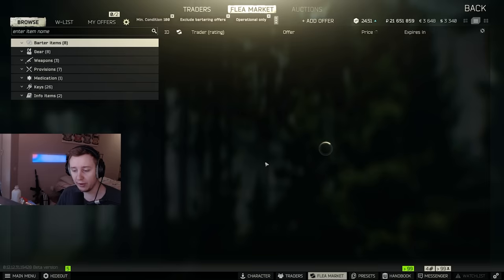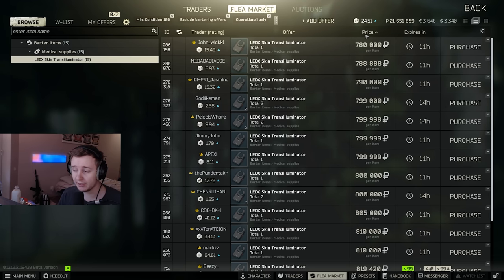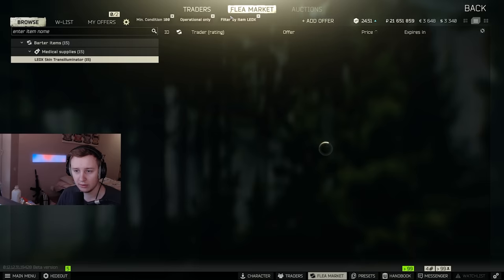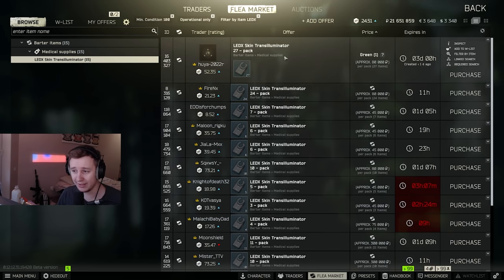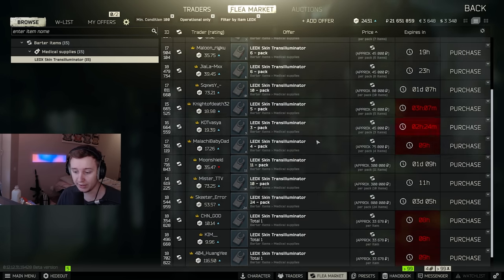And there are plenty of offers like this where people actually make money. I had people in chat complaining that they sold their keycard and they got only one LEDX. For example, there is an offer for 27 LEDXs for the green keycard. And as it's a 27 pack, you're gonna get 27 LEDXs if you sell one green keycard.